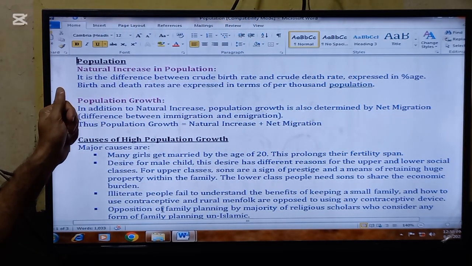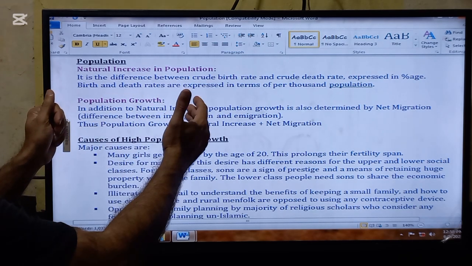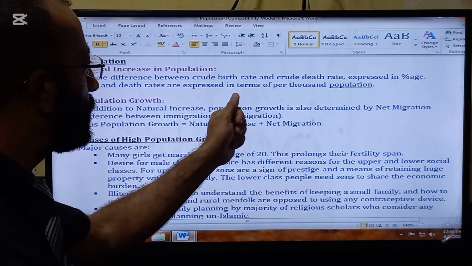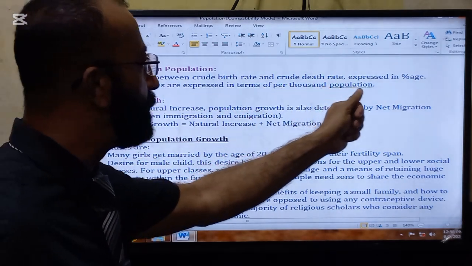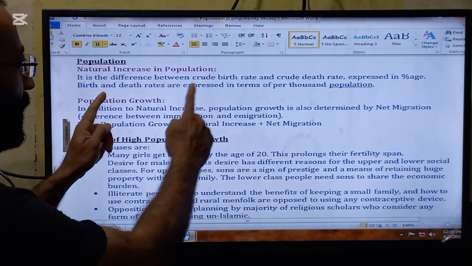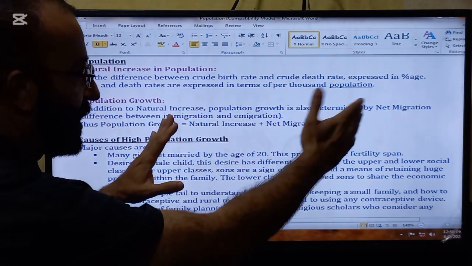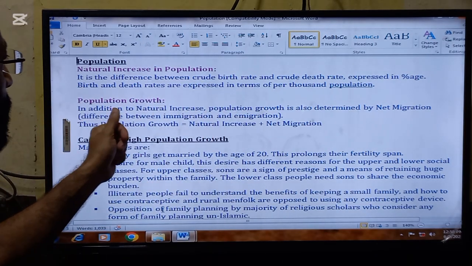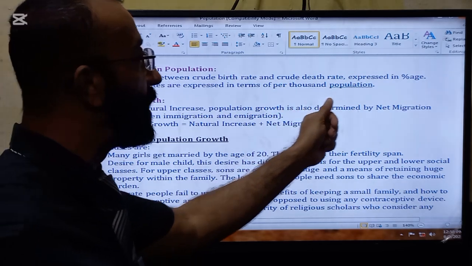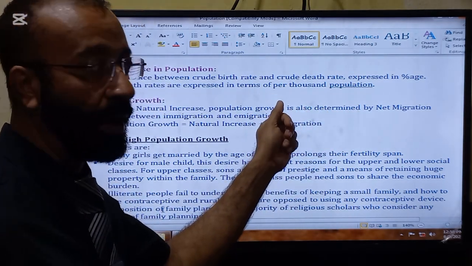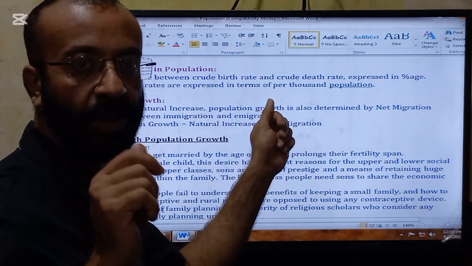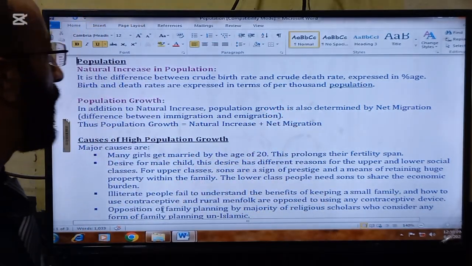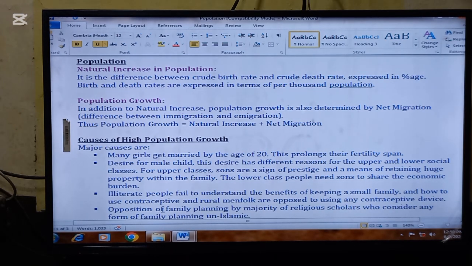Population. First, we are going to understand what natural increase in population means. It is the difference between the crude birth rate and crude death rate expressed in percentage. So the difference between the birth and the death expressed in percentage is called natural increase in population. Birth and death rates are expressed in terms of per thousand population. This is an important point because short questions from this topic also come in the paper. We will solve a question as well later in the lecture.